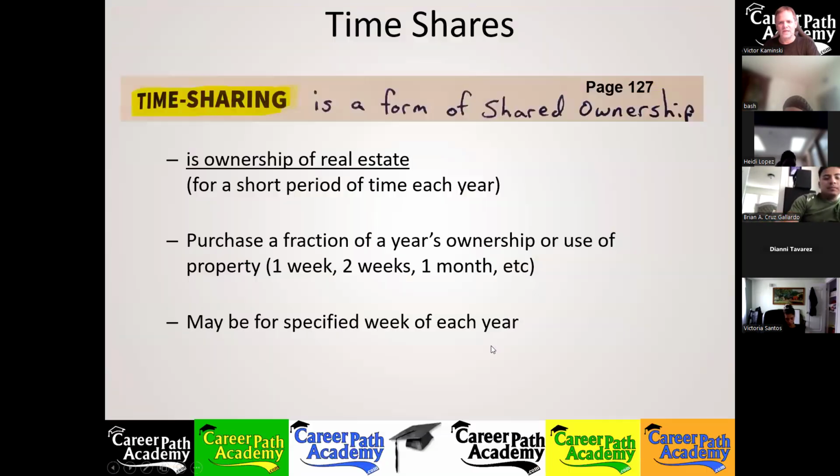Okay. So here, timesharing is a form of ownership for a short period of time each year. You could own 1 week out of the year, 2 weeks, a month. It depends on the complex and how they set up the ownership structure and the sales. It could be for a specific week of the year that you own, and you got to use it that week every year. So you got to plan your vacation to use it regularly, because you're one of 52 owners of the property.